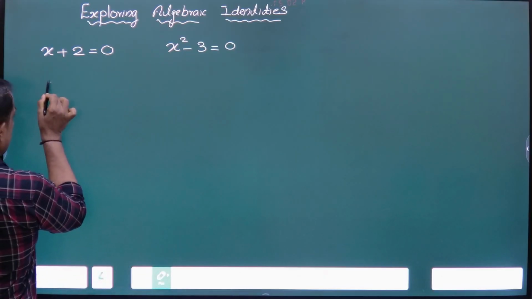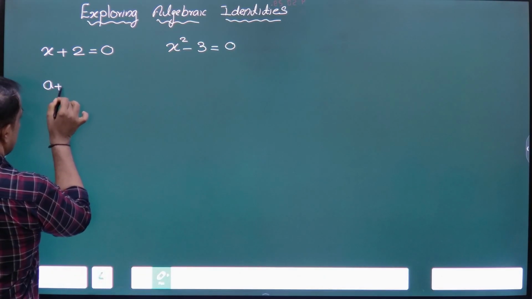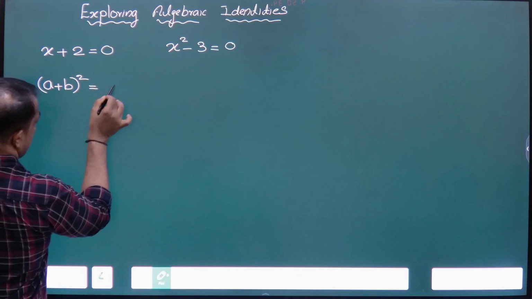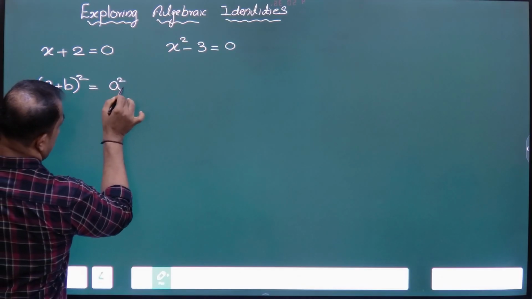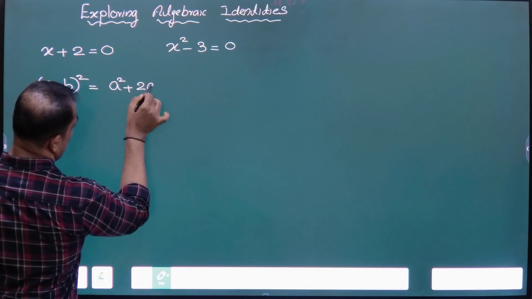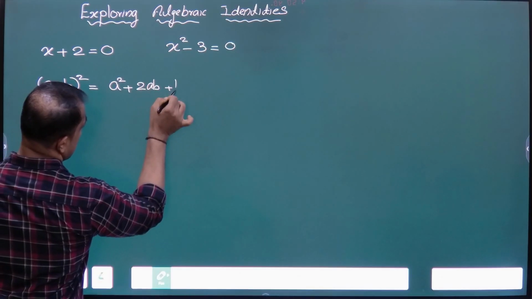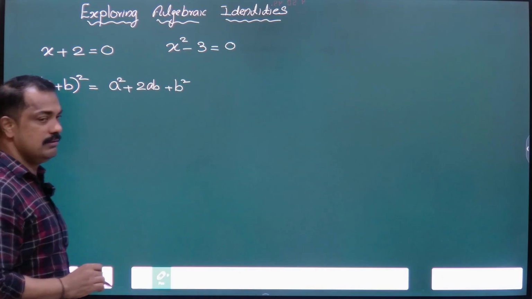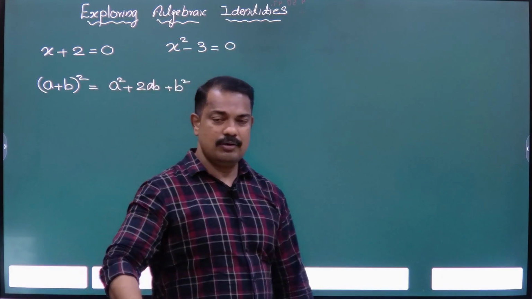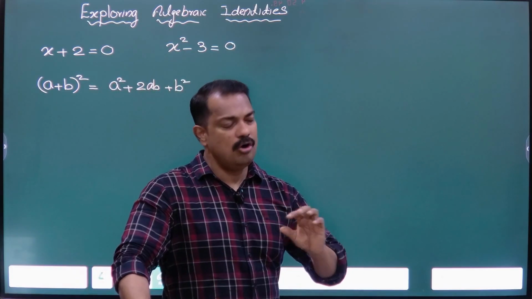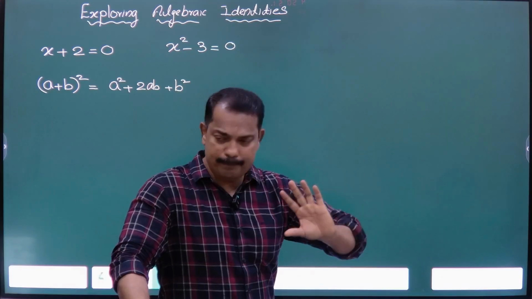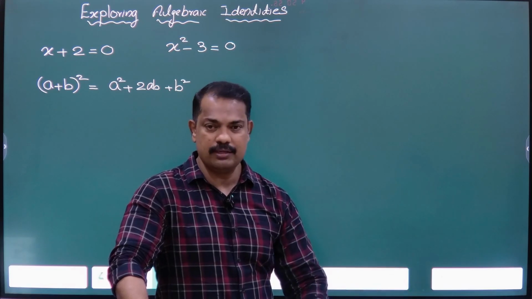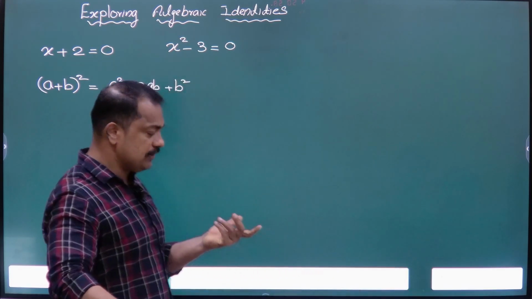Next. A plus B whole square. Answer is A square plus 2AB plus B square. We can check this. It is an identity. Why? It is true for all values of A and B. Put any value of A and B, then check the left hand side and right hand side. What will it always be? It will be equal. We can check once.